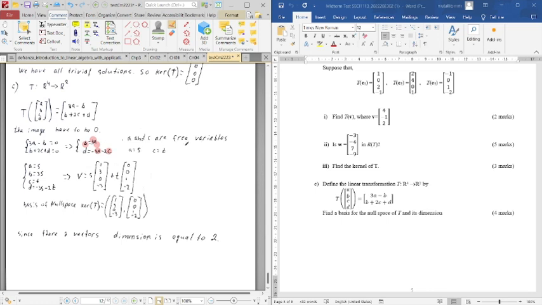So we just say that a equals s and c equals t. As you can see, a equals s, so we just write it. b equals 3a, and a equals s, so b equals 3s. c equals t, and d equals negative 3a minus 2c, so negative 3s minus 2t.